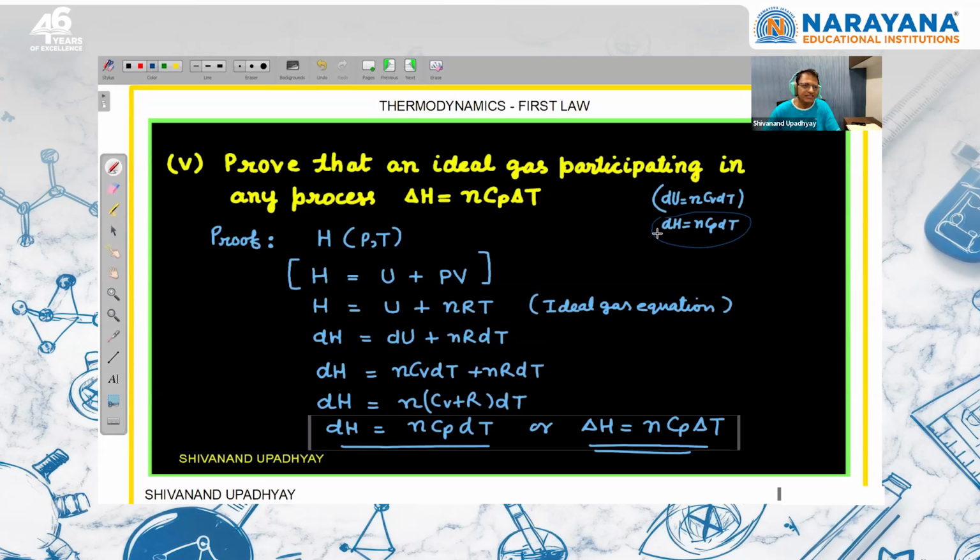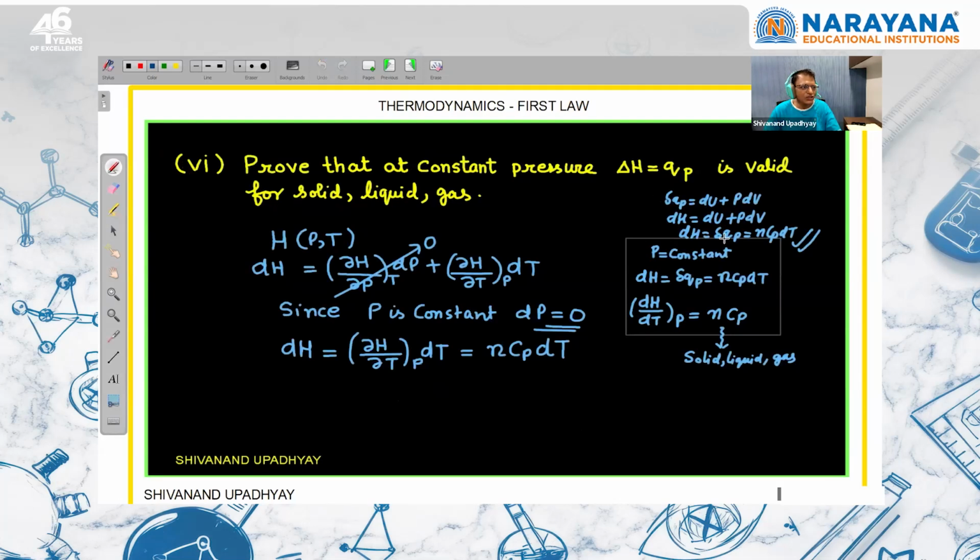dU is nCv dT. Similarly, we can prove that the change in enthalpy only depends on temperature: dH is nCp dT. But for a solid, liquid and real gas, it also depends on the state of matter and chemical composition, right? So we prove that at constant pressure, delta H is equal to Qp, valid for solid, liquid and gas.